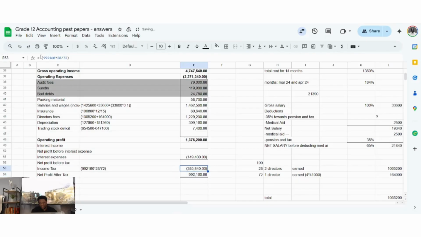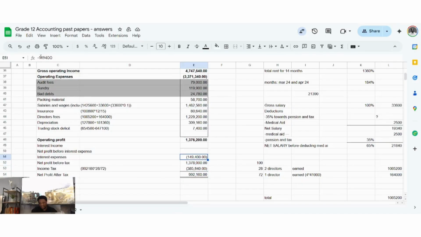So there we got our income tax, and then we can work out our profit before tax, which you can also work out using basically the same method. You're going to say 992,160 multiplied by 100 over 72, or you can simply say 992,160 and then add the 385,840, which is what I will do. And make sure that you add and not subtract, because remember that when you're going up, you basically just reverse what you did. We subtracted to go down, so to go up, we'll just add what we subtracted. Then it gives us 1,378,000.